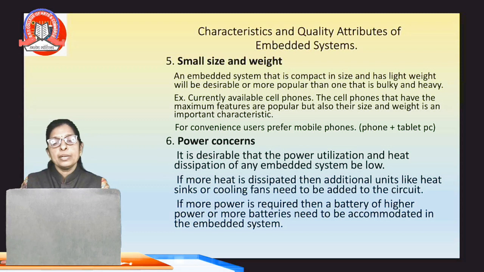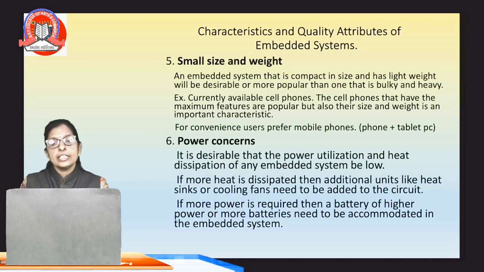So, for example, currently available cell phones. We are all already using cell phones. The cell phones that have the maximum features are popular, but their size and weight are also important characteristics. So for convenience, users prefer mobile phones or tablets, etc.